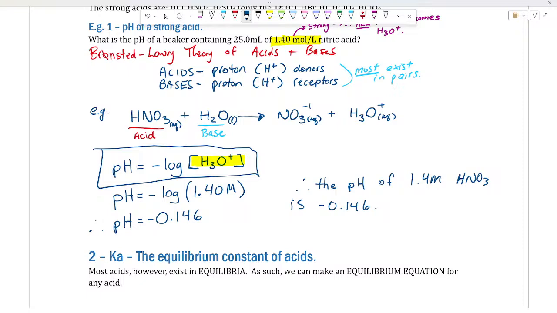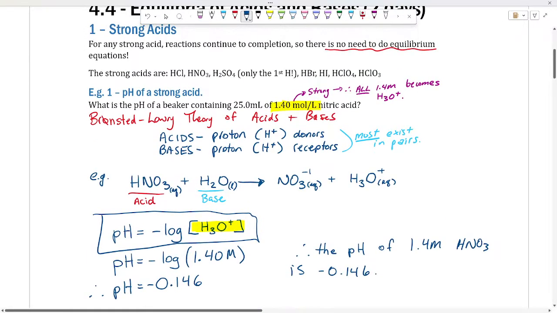Don't worry, Kartik. I'm going to give you plenty of hard questions. Lots of hard ones to come. More than you want, I'm sure. This one is easy. I asked you to take the negative log of the concentration of H3O+. This is a strong acid, so all of the acid is going to turn to H3O+. So the concentration is what?